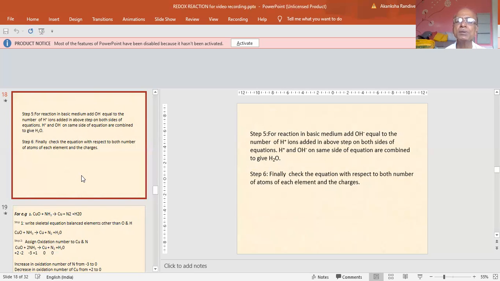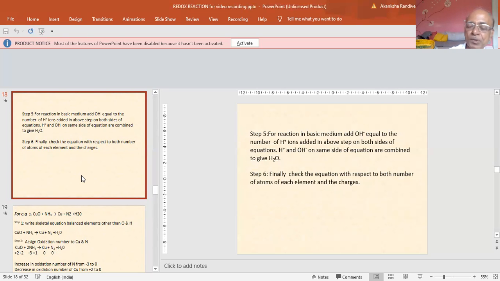आणि त्यानंतर शेवटची जी स्टेप आहे ती फायनली चेक द इक्वेशन विथ रिस्पेक्ट टू बोथ नंबर ऑफ ऍटम्स ऑफ इच एलिमेंट अँड द चार्जेस. जी लास्ट स्टेप आहे त्यामध्ये सर्व ऍटम जे लेफ्ट साइडला आहेत म्हणजे रिएक्टंट साइडला आहेत आणि राईट साइडला आहेत म्हणजे प्रोडक्ट साइडला आहेत तेवढे ऍटम जेवढे लेफ्ट साइडला आहेत तेवढेच राईट साइडला आहेत हे चेक करायचं आहे. आणि जेवढे चार्जेस लेफ्ट साइडला आहेत रिएक्टंट साइडला आहेत तेवढेच चार्जेस राईट साइडला आहेत का ते सुद्धा चेक करायचं.